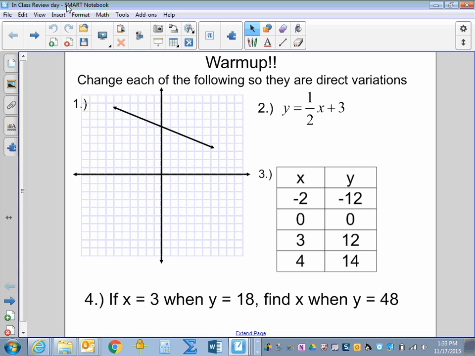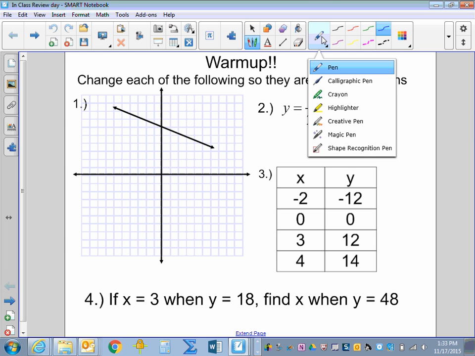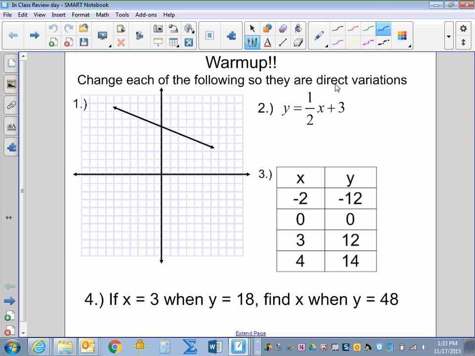Alright, let's go ahead and do this warm-up together to review direct variation. First of all, do we remember what the equation for direct variation is? Y equals K times X. So my equation for direct variation is Y equals K times X.